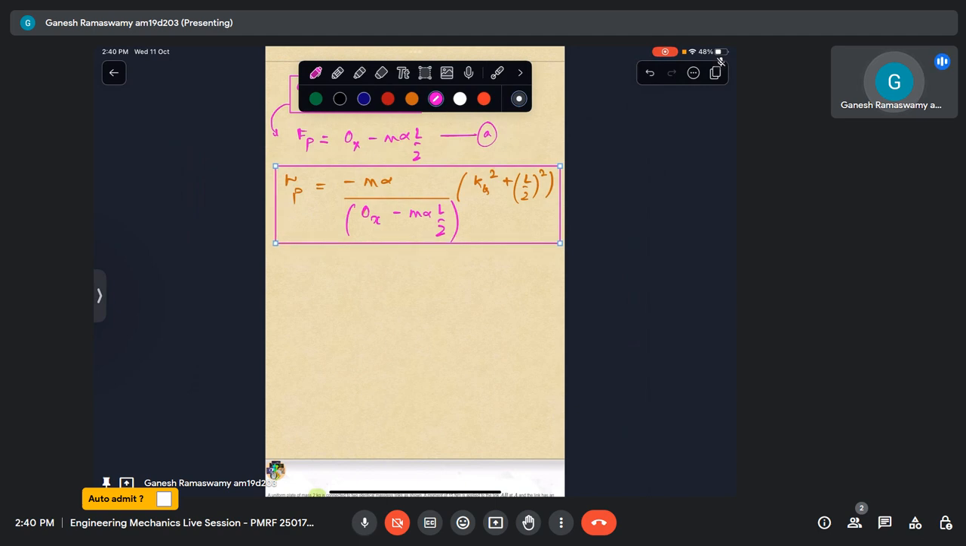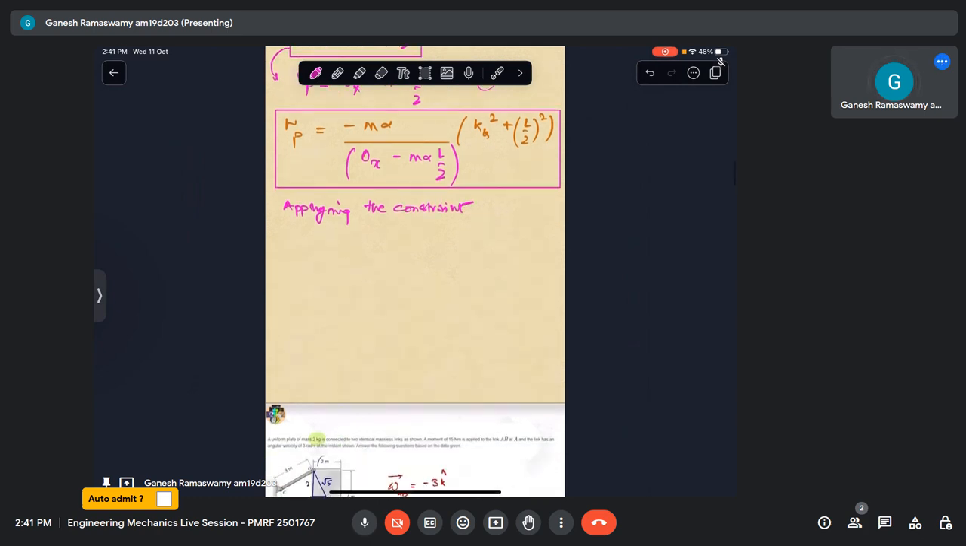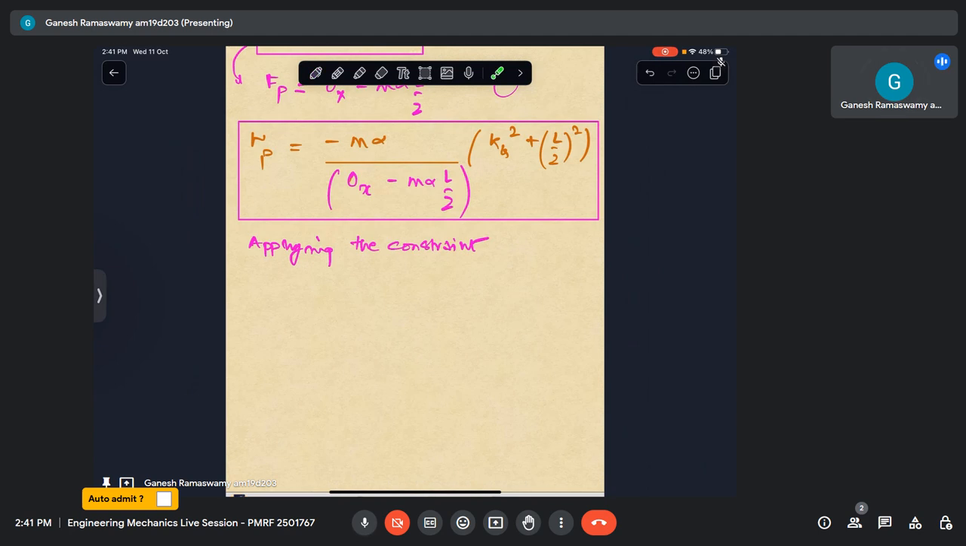This is the actual distance Rp. Now applying the constraint condition. Mind you, this represents the generic equation for this distance Rp. That is, if a force is applied at any Rp, this is how it has to hold for this system. Now the constraint says that Ox is actually 0. So I have to equate this to 0.